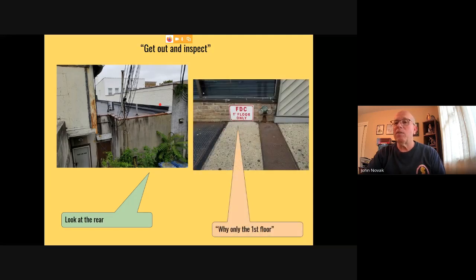All right, what about this? The fire department connection is a sprinkler, first floor only. Well, why is it only the first floor? You need to get out there and ask questions. Talk to your fire inspectors, talk to the owners, ask them if you can get in and take a look around. But ask questions. Know your response area.